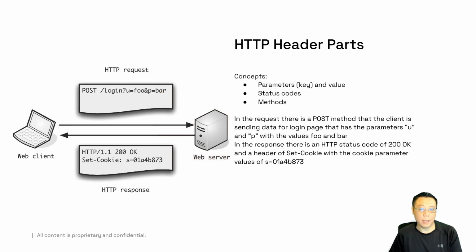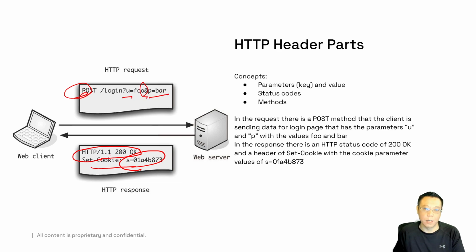You also have HTTP header parts. Now, in tandem with your method, here's your response with a response code. You also have things like header and key value, which we have a cookie value here. We also have parameters. Each parameter is started with a question mark and an equal sign, and then segmented with an ampersand sign with another equal sign with a key and a value pair here.